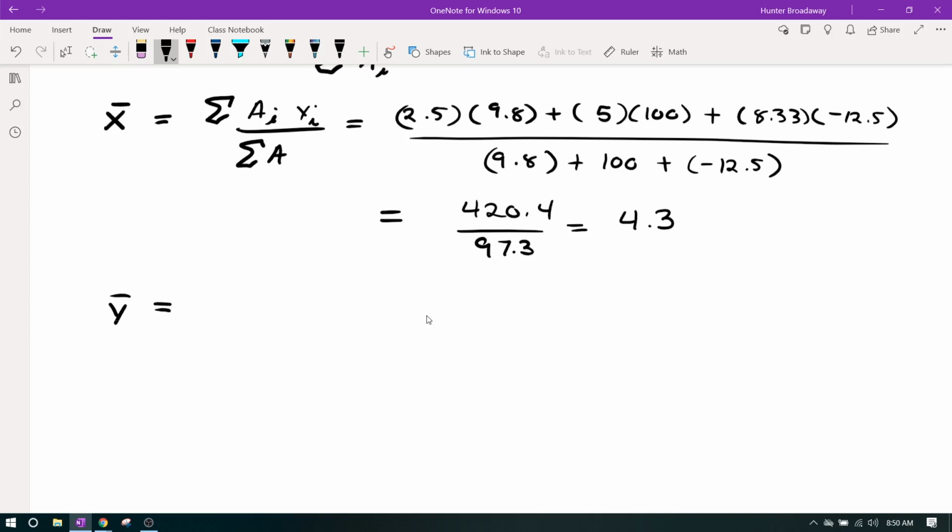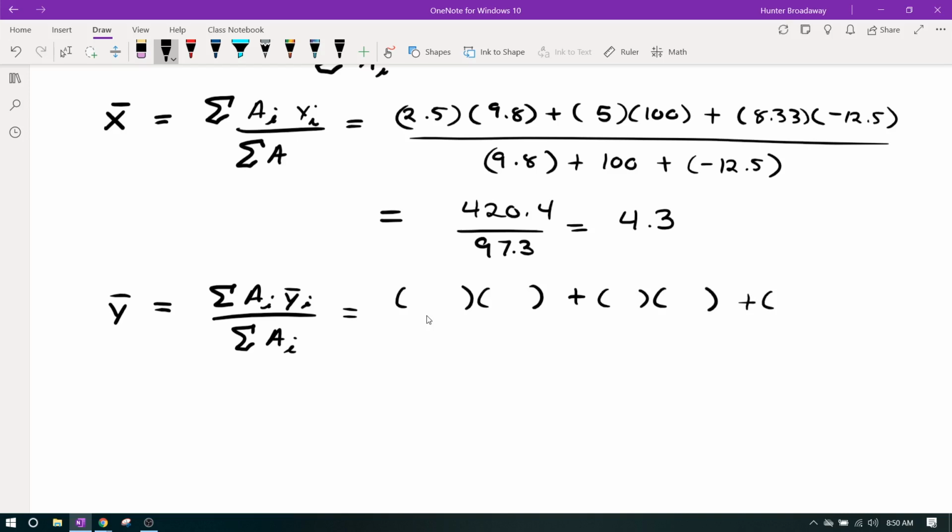The y bar is going to be the exact same thing. Sum of the A_i times y bar_i divided by the sum of the areas. Okay, so let's do the same thing. We're just going to do it with y bar. That means that structurally, your problem is going to look almost identical. The only difference is that there's going to be some numbers that are different.